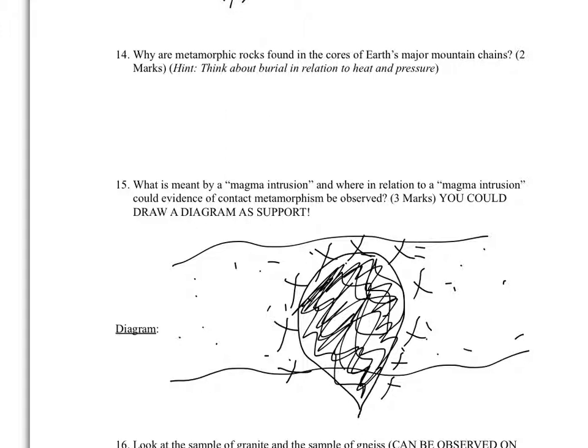For number 14, it says, why are metamorphic rocks found in the cores of Earth's major mountain chains? Well, if you're talking about Earth's major mountain chains, you're talking about deep at the bottom of mountains. The pressure is incredibly high. The heat is incredibly high, and hot chemical fluids are down there. So the heat makes the water really, really hot. So they are the three agents that you need for metamorphism, so that's why that location is really, really good.